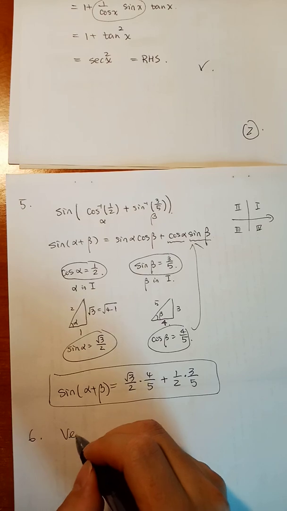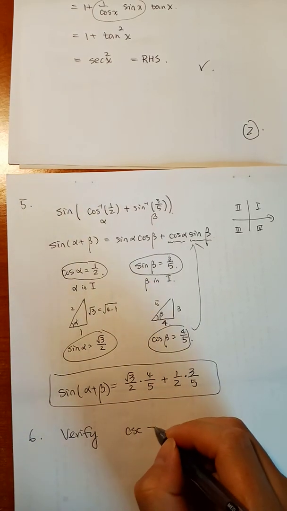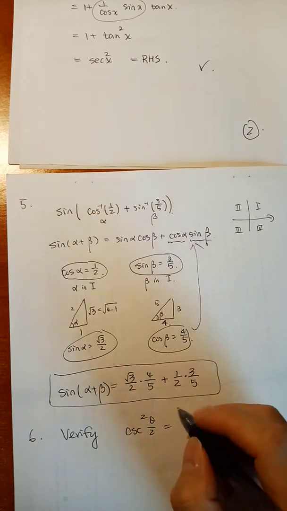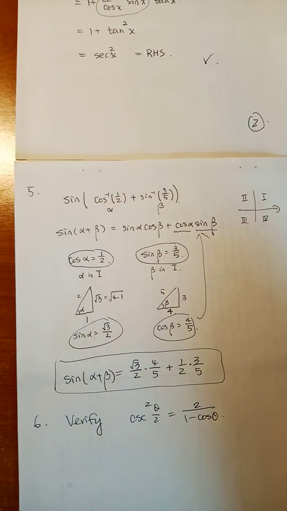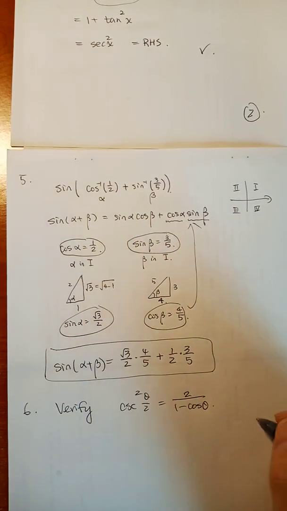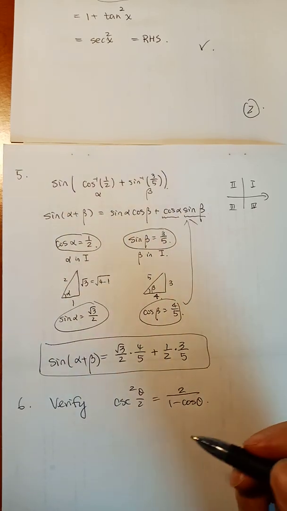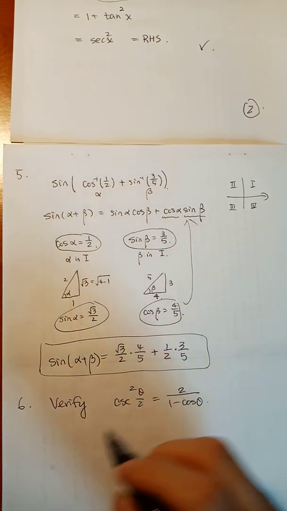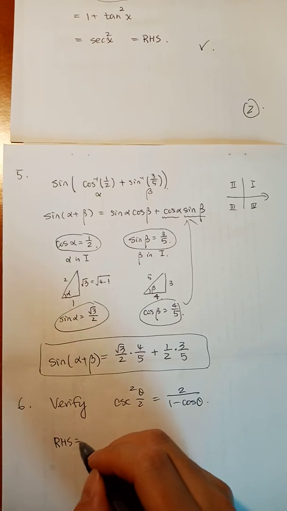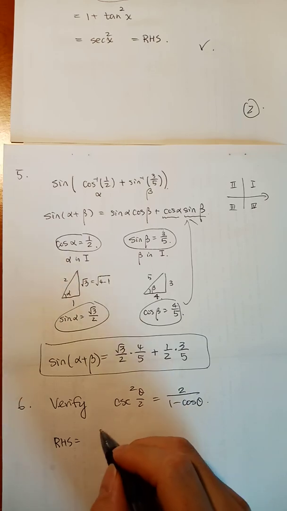Problem 6, verify that cosecant squared of theta over 2 is equal to this. Remember again, verify, we cannot assume they are equal to each other. We're going to simplify or do something. Now let's check this formula. The right hand side is more complex, so we start from the right hand side. Let's copy it.